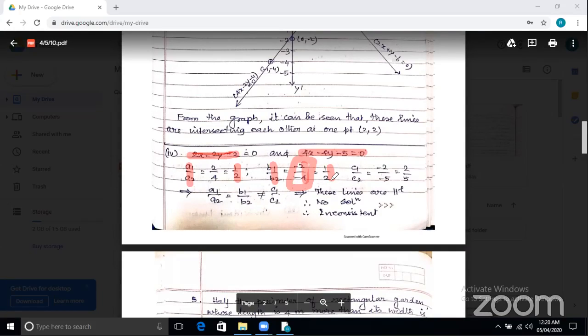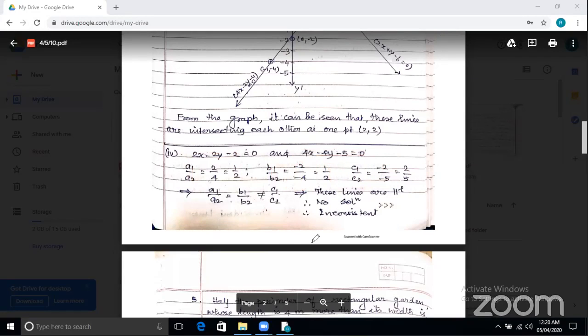Okay. Now C1 by C2 is equal to again minus 2 by minus 5. Again, you have to give a thought. Why? What are these minuses doing here? Therefore, minus by minus is equal to plus. Therefore, plus 2 by 5. Any doubt?